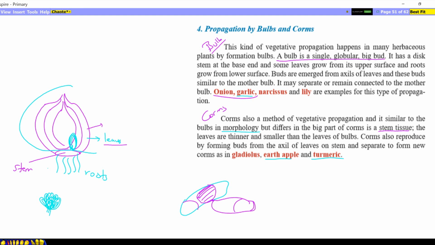A bulb has big leaves which store food, with a disc-shaped flat stem at the base. In a bulb, most of the plant that stores food and is eaten is leaf, while in corms it is mostly stem, covered with tiny leaves. And we said examples of bulbs are onion and garlic, but for corms they are gladiolus, earth apple, or turmeric.